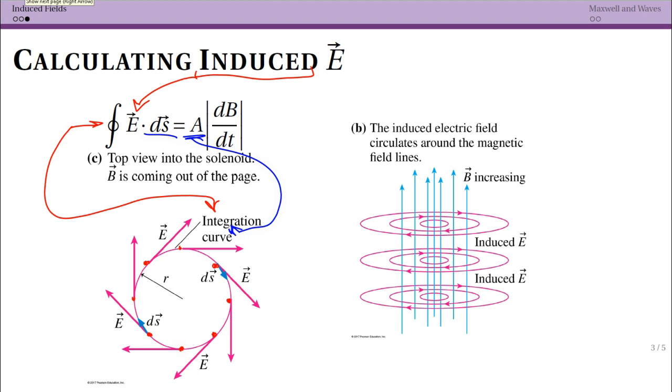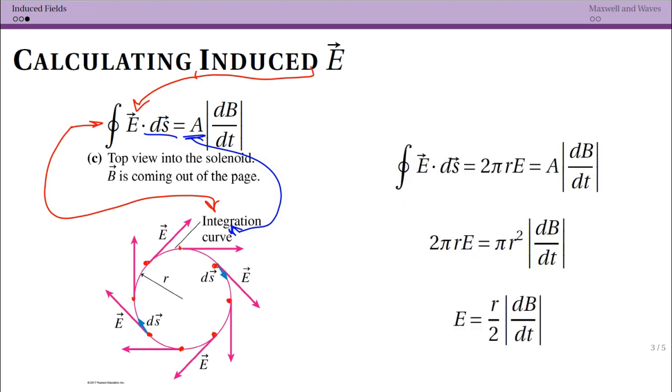So the way that I'm going to simplify this is again just saying, hey, the circumference of my circle is 2πr. E is always tangent, so that dot product is very simple. And so this is just going to be a constant electric field that always points in the direction of my little ds here. So that just becomes the circumference of my circle, right? That's what 2πr is, multiplied by the electric field, which is uniform over that circle. Well, that leaves a dB/dt on the right. So area is just going to be πr². Again, r in this case is the r of the path I just integrated around.